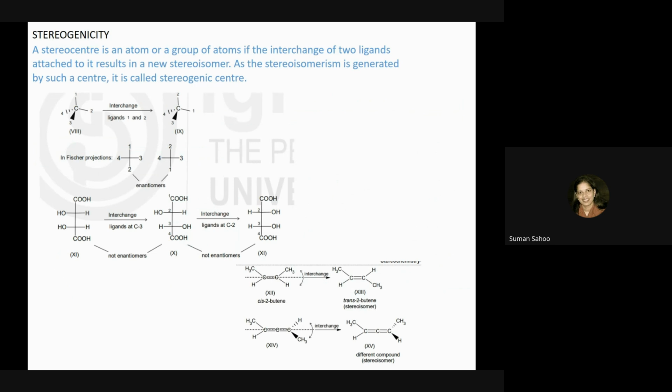Next is stereogenicity. Where we say the stereogenic center. So a stereocenter is an atom or a group of atoms if the interchange of two ligands attached to it results in a new stereoisomer. As the stereoisomerism is generated by such a center, it is called a stereogenic center.